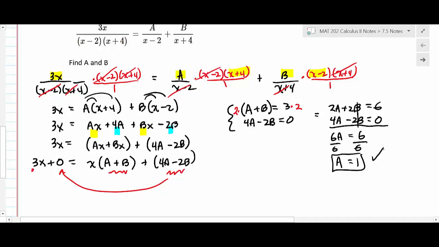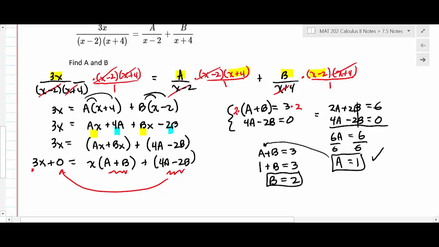Okay, now we have to find b. Well, we have the equation a plus b is equal to 3. That was our original equation in our system. So if a is 1, and you can do this in your head, 1 plus b is equal to 3. Tell me what b is. It's 2.